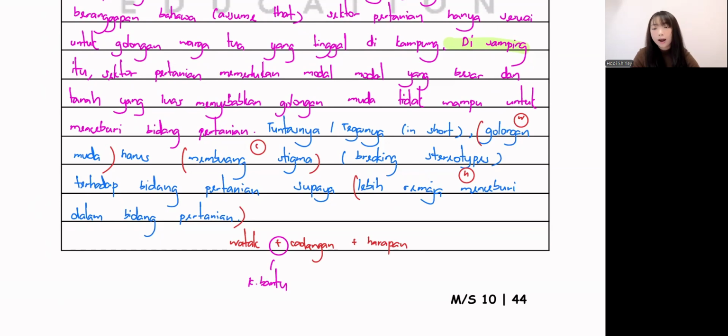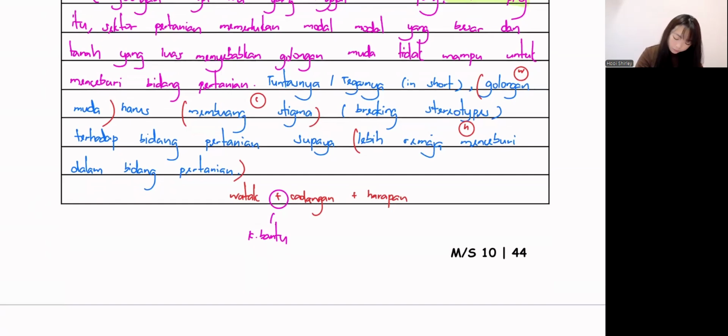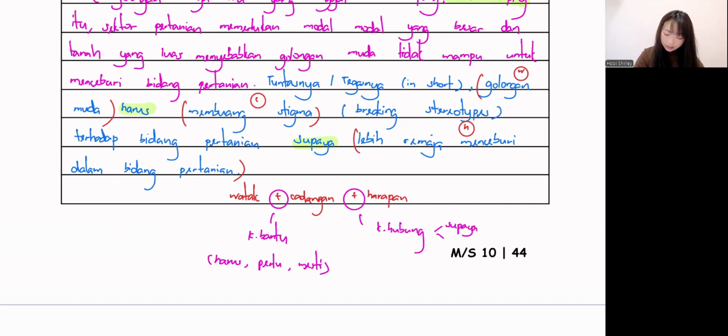And what is kata bantu? Harus, mesti, boleh, perlu. This is kata bantu. And this one, I combine with what? Kata hubung. There will be two. Either the supaya or the agar. Supaya and agar is the same thing. Supaya and agar is sharing the same meaning.